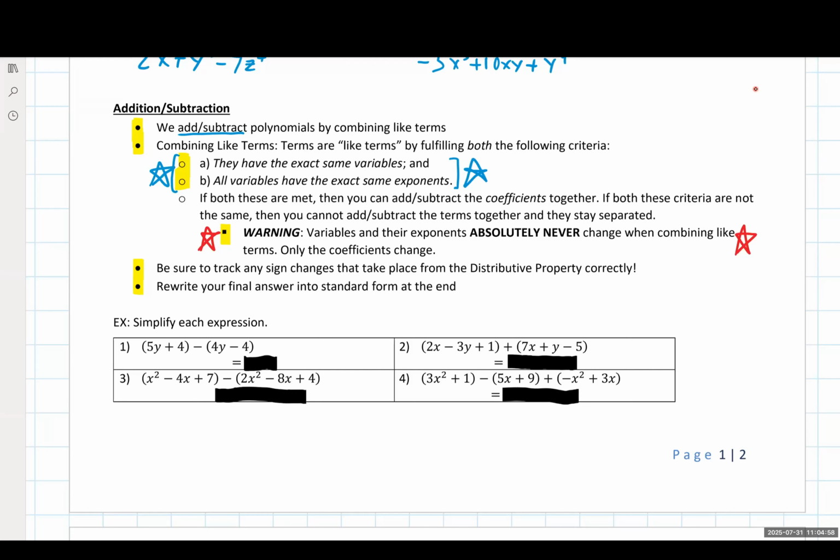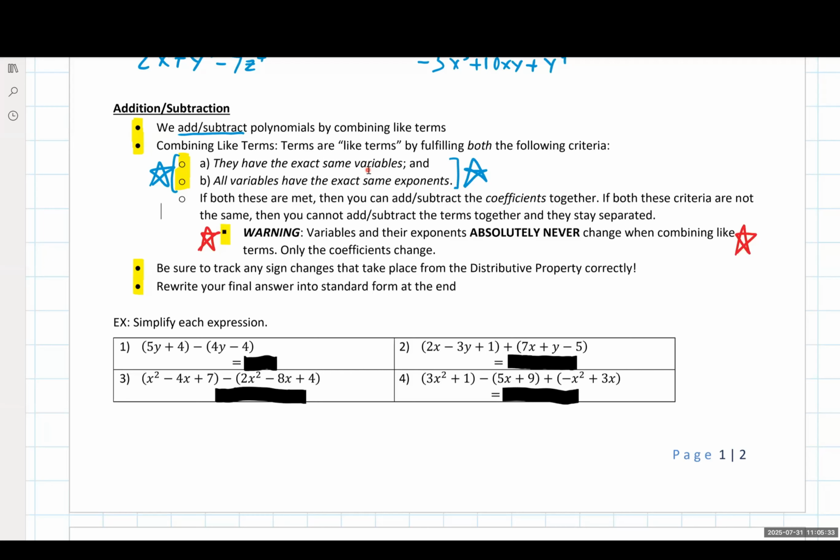If we're using x, if we're using theta, the Greek alphabet, whatever it may be, this requirement holds true. So the requirement is this. For two things to be like terms, they need to fulfill both of these criteria. They need to have the exact same variables in them. So if one term has x, the other term better also have x. If one term has ab in it, well, then the other term better also have ab in it.